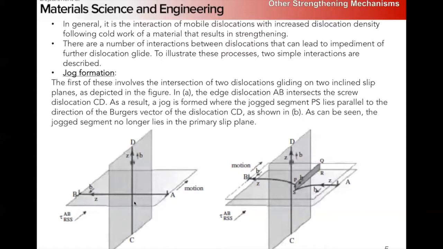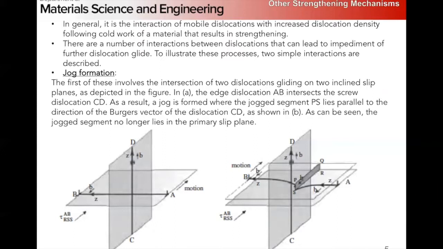Okay, and so let's consider an experiment here where we have an edge dislocation going from A to B, and a screw dislocation from C to D. And this edge dislocation is moving in this plane along this direction. So for the edge dislocation, remember, the Burgers vector is perpendicular to the line direction, and the dislocation moves in a direction parallel to the Burgers vector. And so when it hits this screw dislocation, they're going to interact. They're going to have a reaction.